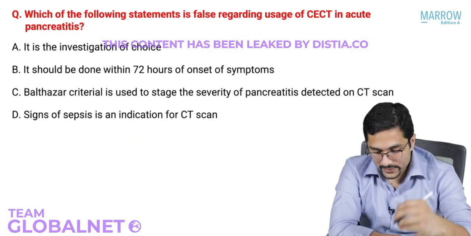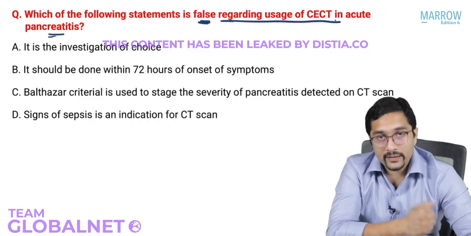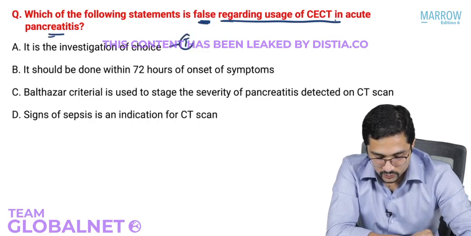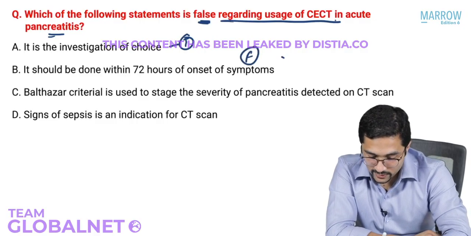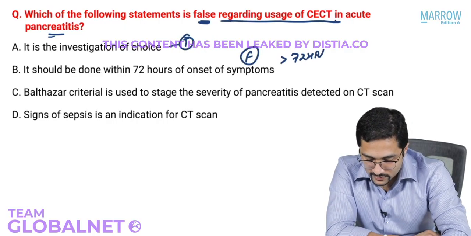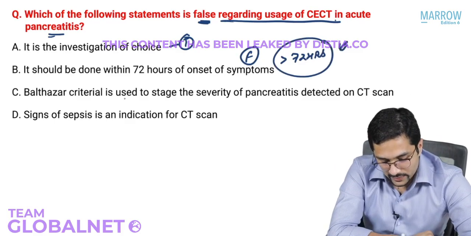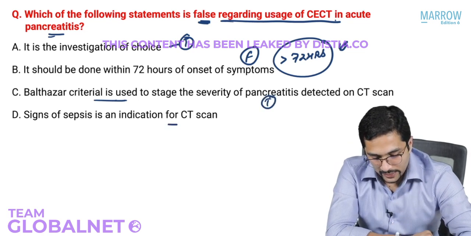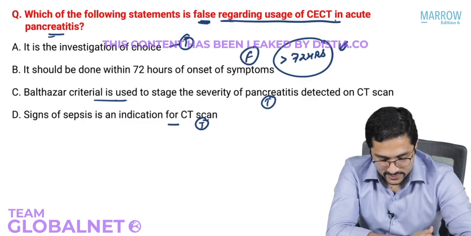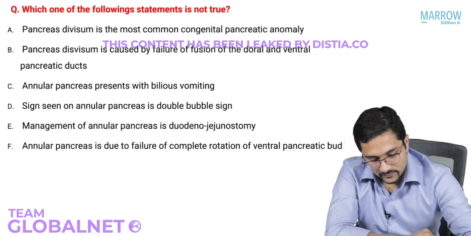Right. Which of the following statements is false regarding the usage of CT in acute pancreatitis? It is the investigation of choice. True. It should be done within 72 hours. False. It should be done after 72 hours because otherwise it is going to underestimate. Balthazar's criteria is used to identify severity. This is true. And sign of sepsis is an indication for CT scan. This is true.